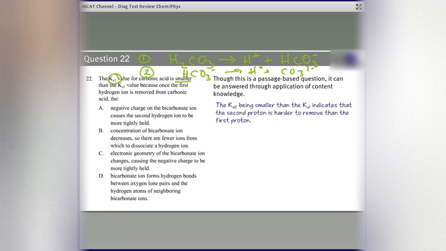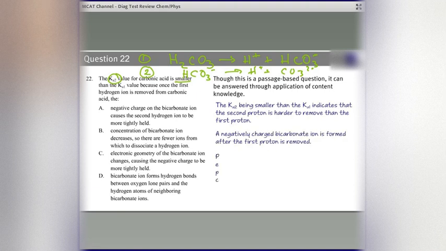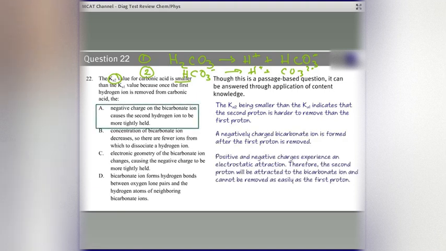Yeah, so which of our answer choices says that? Which of our answer choices actually tells us it's because the proton doesn't want to leave? Yeah, exactly. Answer choice A. Okay? So do you need to know anything about Kas? No, but you should know carbonic acid and bicarbonate. That's really important to know. It's a great molecule to make sure you have information on.